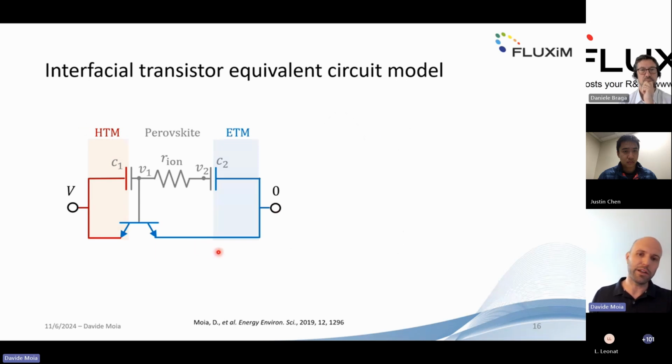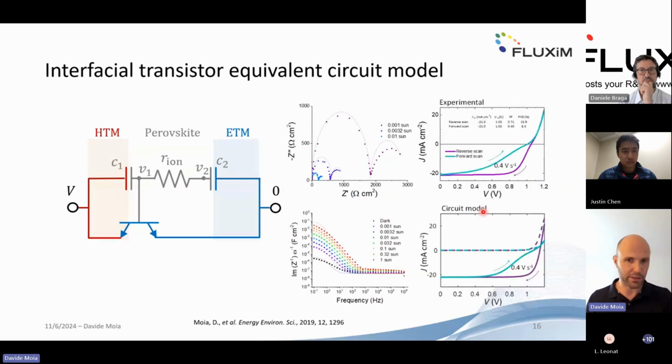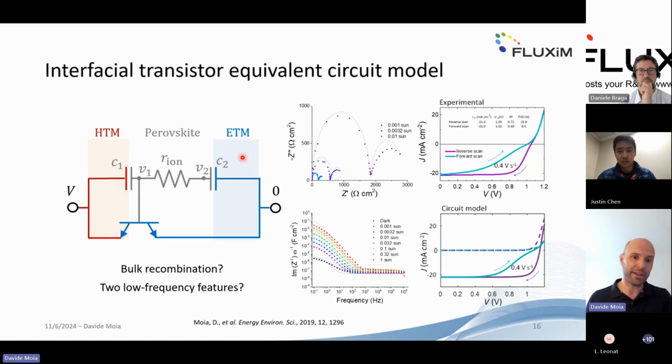Now, using this model allows us to already fit nicely light intensity dependent impedance spectra and also reproduce current voltage hysteresis. So is this enough to essentially model any perovskite solar cell? Well, not quite. There are two main points that this model might be missing: sometimes recombination might be dominant in the bulk, and this model would not be able to capture that. And also, as I showed in the beginning of my presentation, sometimes we not only have one low frequency feature, but we have two. So how can we reproduce these two aspects?